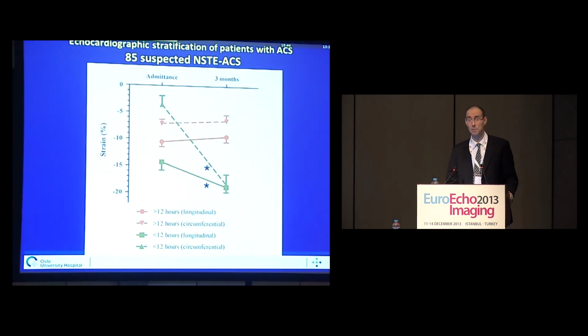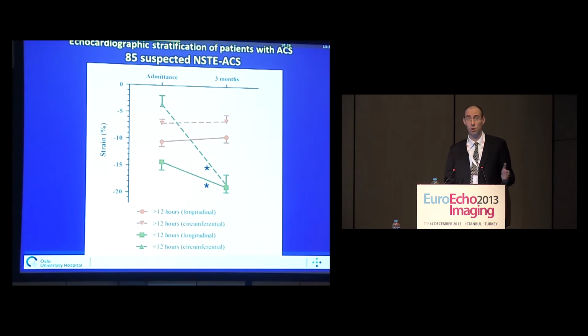This is still the same study. It's a very important figure. An echocardiography was performed also after 3 months, and here only patients with NSTEMI and coronary artery occlusion were included. The patients were grouped into 2.